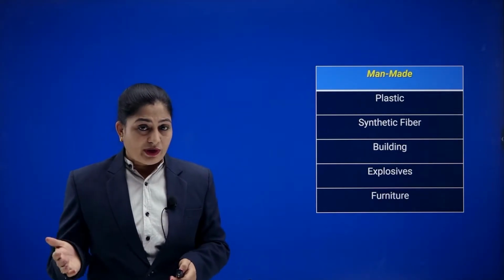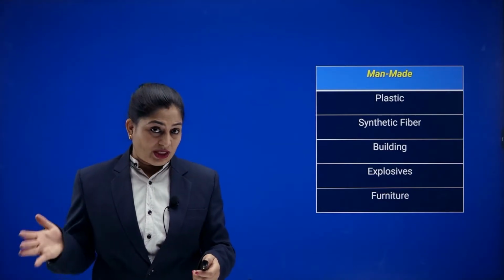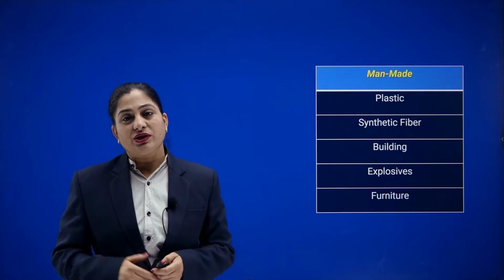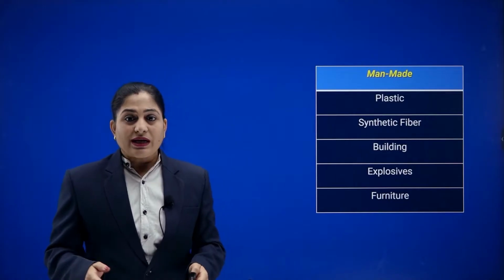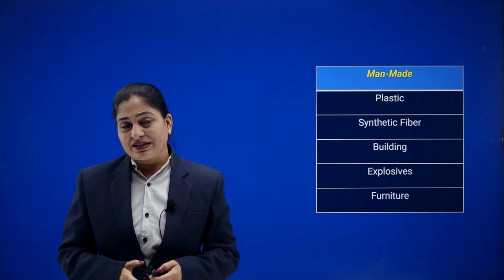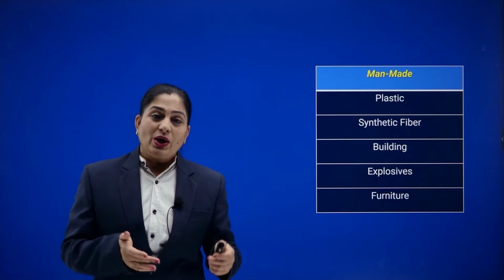We talk about furniture. Furniture also is man-made, that is synthetic. We take wood from nature, but it has to be modified into furniture, so it is man-made. So when these things have been made manually, we classify them as man-made substances. So here we have discussed certain materials. How do we classify them as natural or man-made?